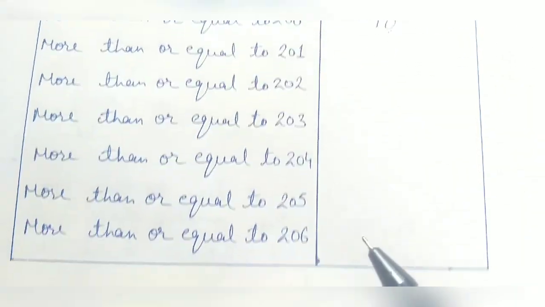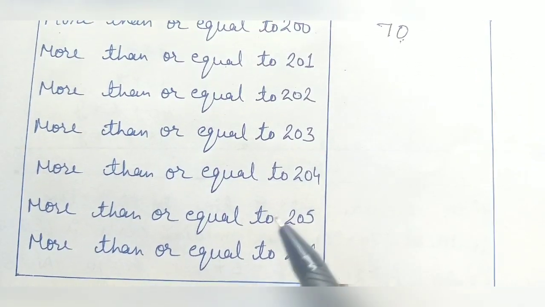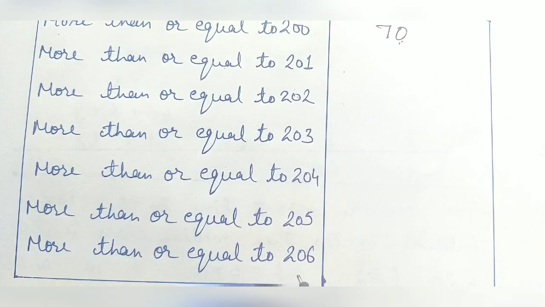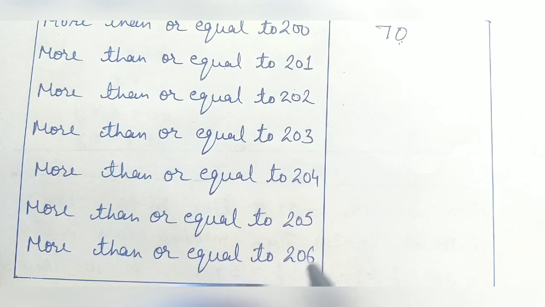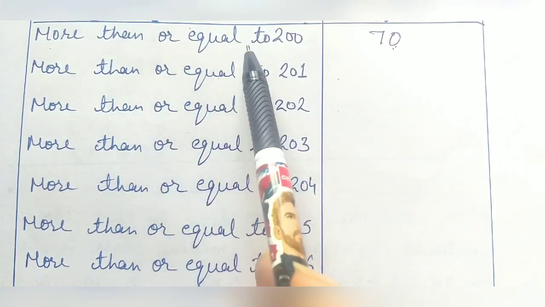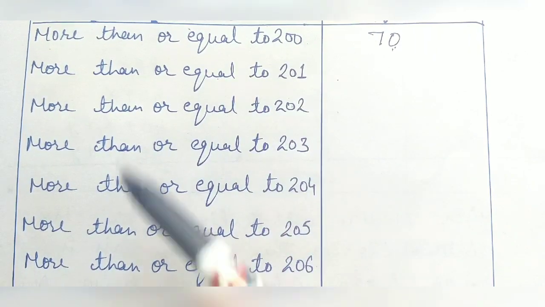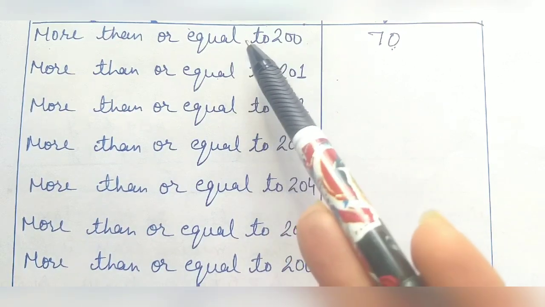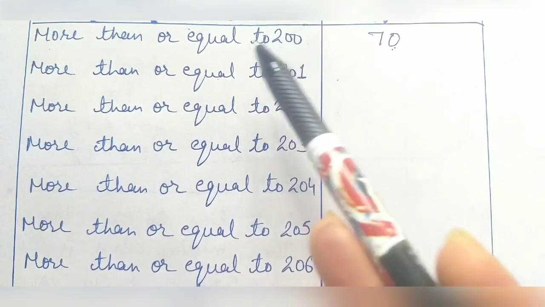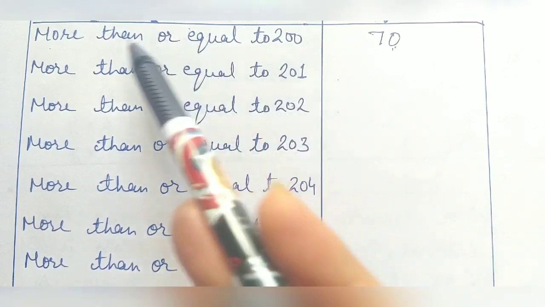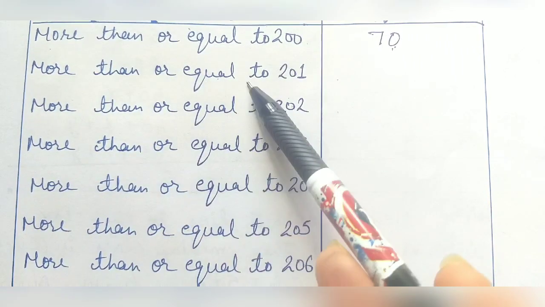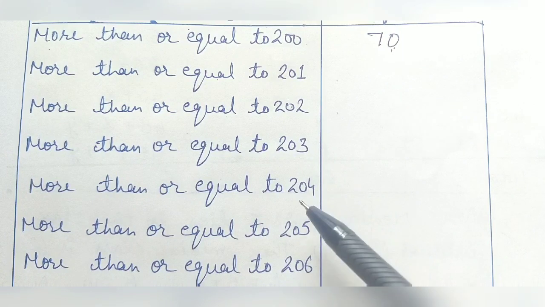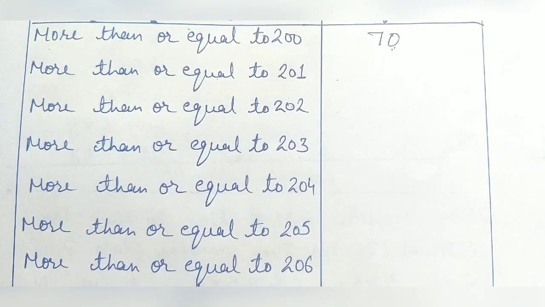We'll start from the below section. Here, more than or equal to 206 is the largest value given in the table. So because we have started from more than or equal to 200, first prepare the more than or equal to table in the first column. Because we have the 200 to 201 interval, 200 to 202 interval, we will write more than or equal to 200, more than or equal to 201, 202, 203, 204, 205 and 206.